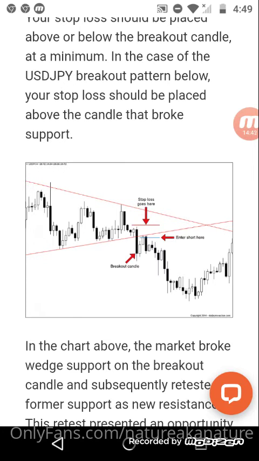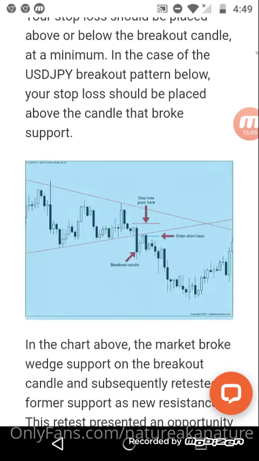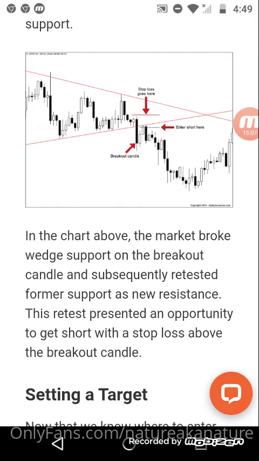Once it did that, and it broke out of that support, the key level, you put your stop loss above that breakout candle and you enter short here. So in this example in this chart above, the market broke the wedge support, and on a breakout candle, as you see, it made the breakout candle. And subsequently, it retests the former support, as it always will. It's always going to bounce back to that support.